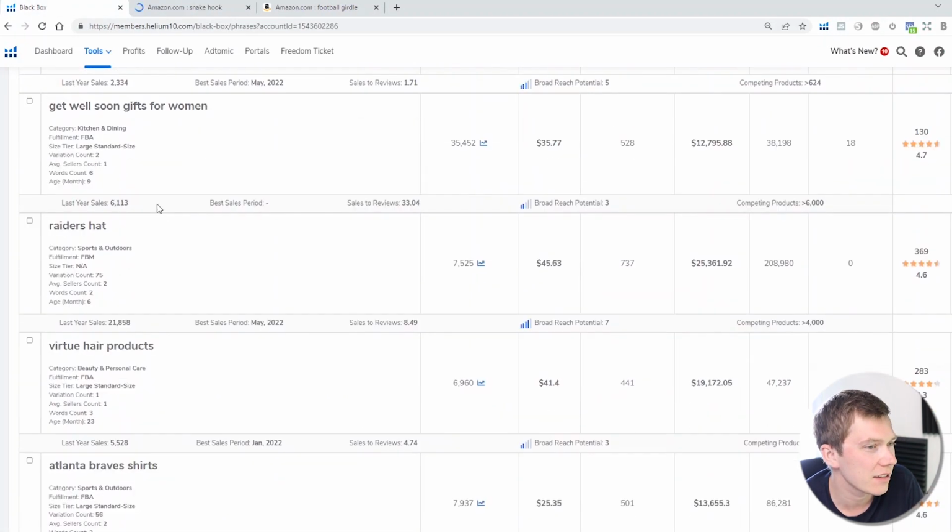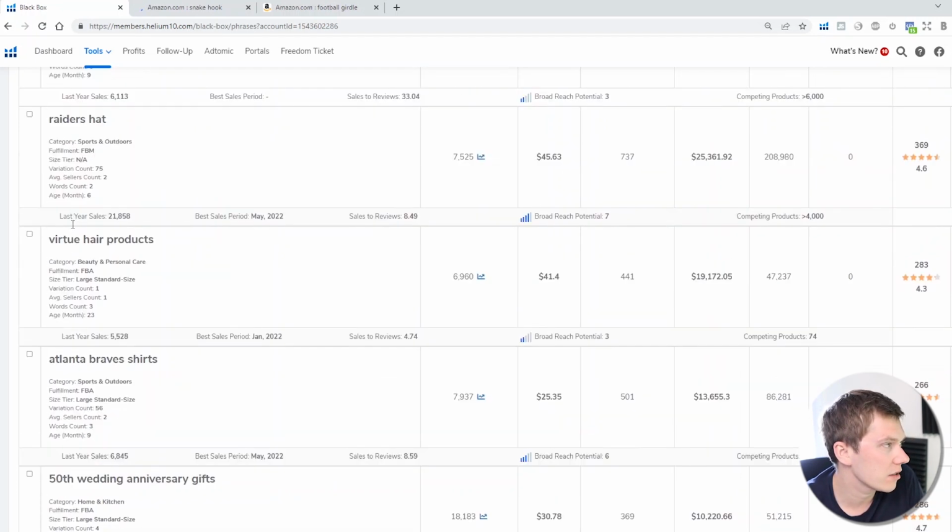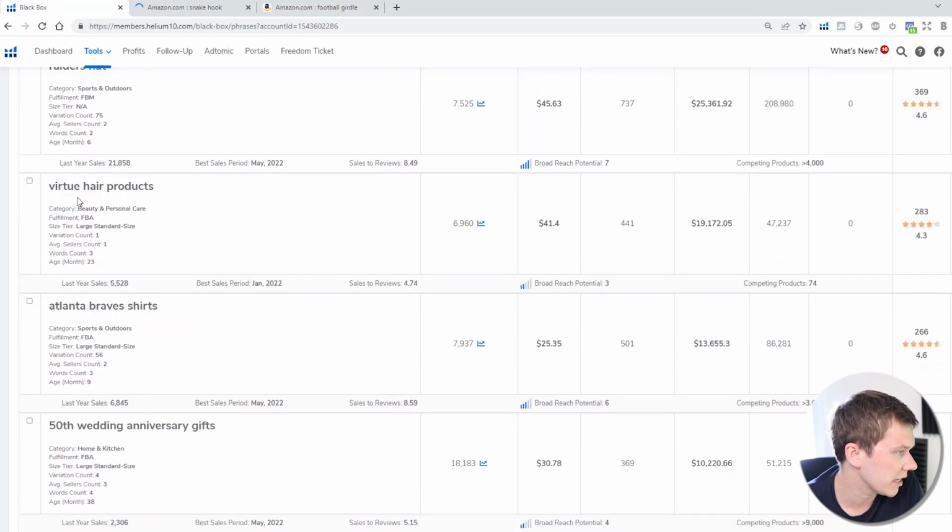So Raiders hat, I think that would be to do with baseball or basketball. I don't know, but probably not. That's going to be trademarked, so that's not something that we can look at. Virtue hair products, that looks like a branded term, so I'm going to skip that.